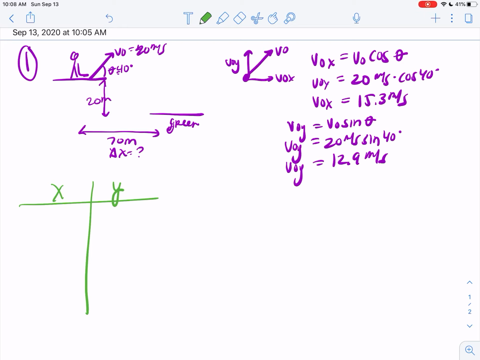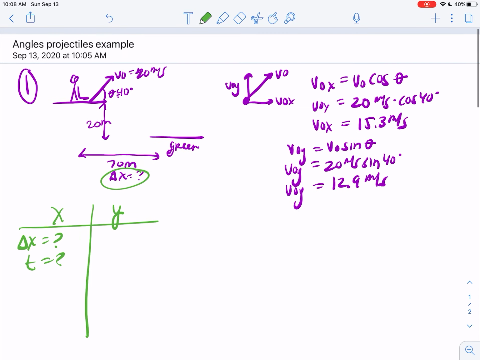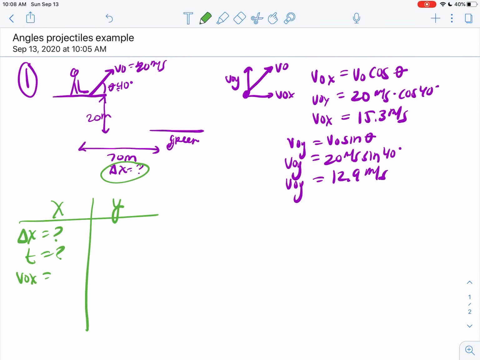And you want to always split your list up. Okay, so my delta X, right, that's what I'm actually trying to find. Because the 70, remember, I think that's just a reference so we can decide if she makes it or not, okay? The time is unknown. The V naught X is 15.3, okay? The delta Y now, okay, so now I got to make a decision about direction. So I'm just going to go ahead and set up as positive and right as positive. Okay, so my delta Y is going to be negative 20, right, because it's going down. My V naught Y is going to be positive 12.9 because it's facing up.